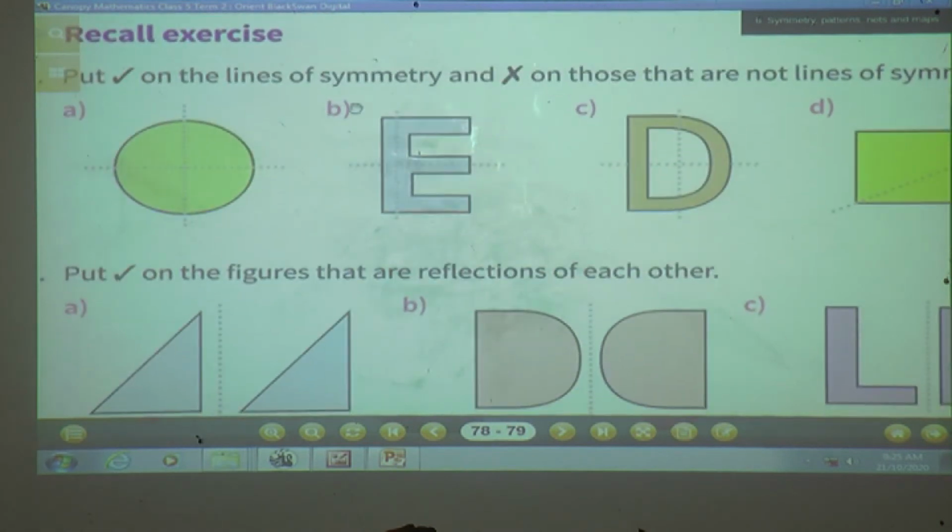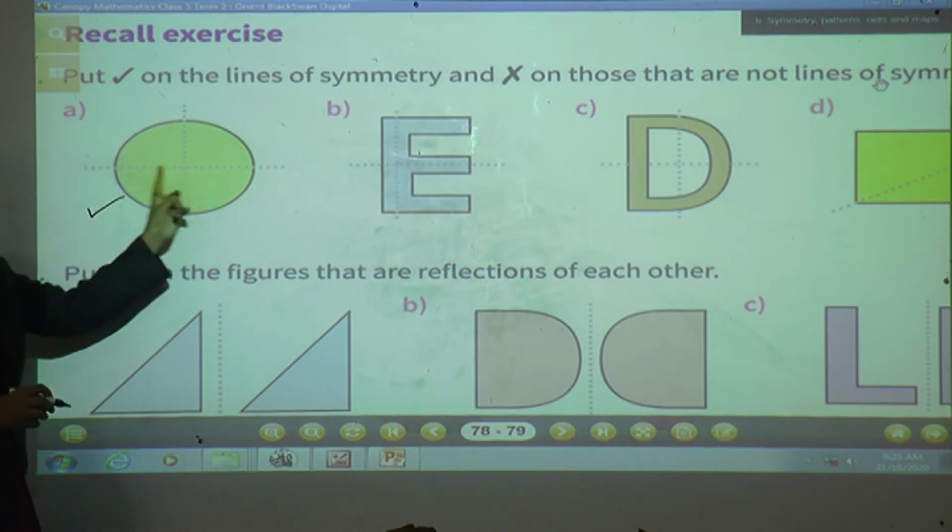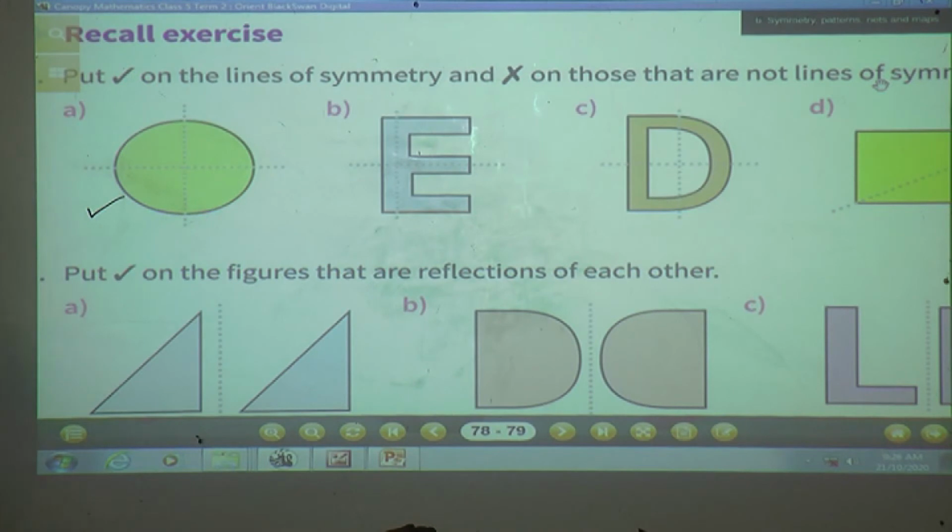Put a tick on the lines of symmetry and cross on those that are not lines of symmetry. So just now I told you about symmetry. So tell me which are the lines of symmetry and which are not lines of symmetry. Here in the circle, just now I told you we can draw many lines of symmetry. So here we can put a tick. Okay, so both vertical and horizontal, they are the symmetrical lines.